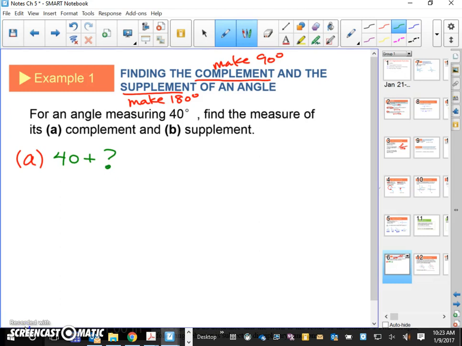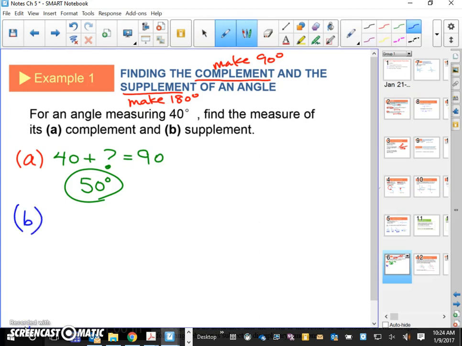If you want to talk about complements, a complement is making 90. And so you're thinking, what number makes 90 with the 40? I don't expect you to show this work. I expect you to be able to do this in your head. What number makes 90? 50. That's it. Feel free to do that in your head. There aren't a whole lot of things in this class where I let you do it in your head, but this is one.